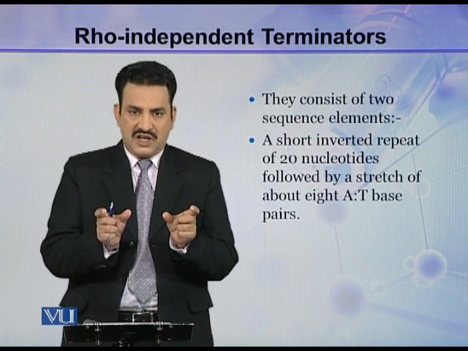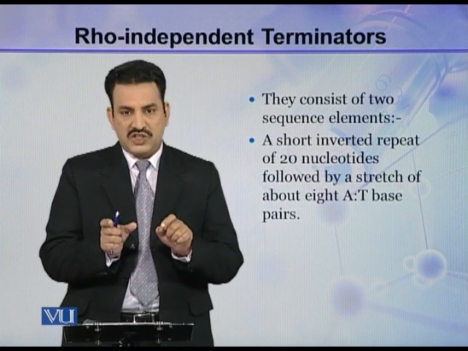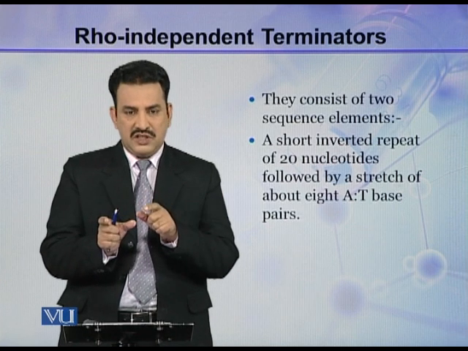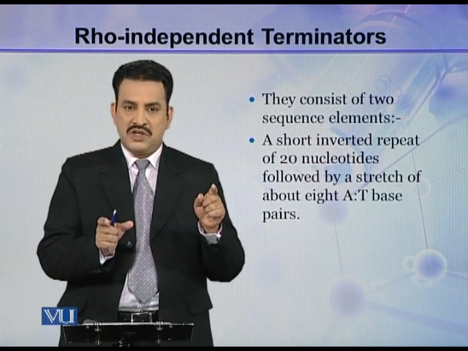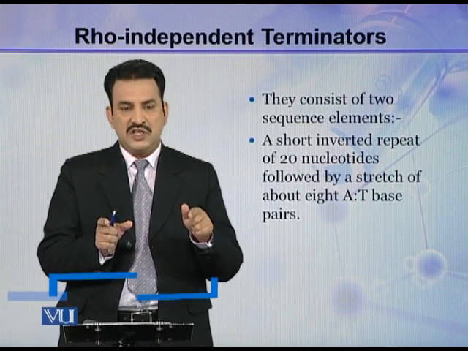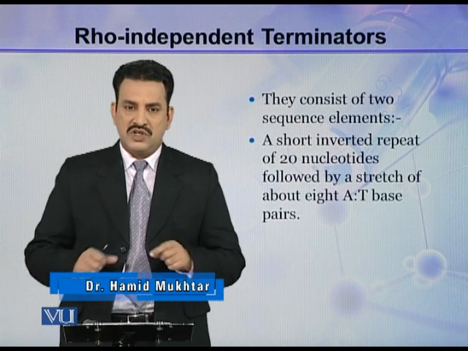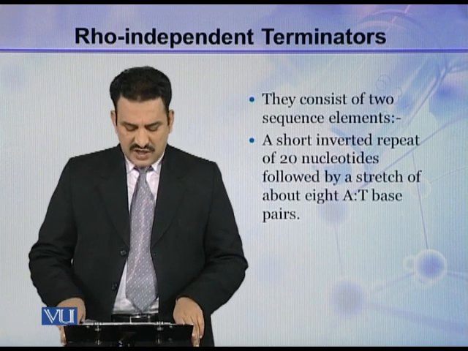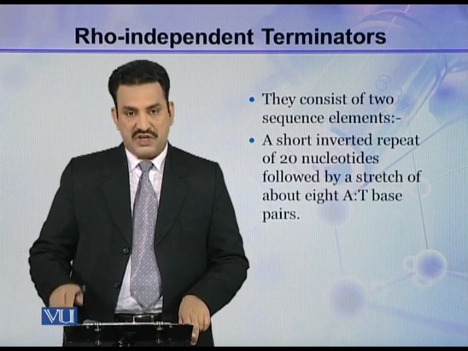20 nucleotides are present and they are inverted in the following sequence. So if ATGC here is inverted, ATGC will become GCAT. So there is about a 20-nucleotide long sequence of inverted nucleotides, and then this sequence is followed by 8 adenine thymine adenine thymine base pairs.